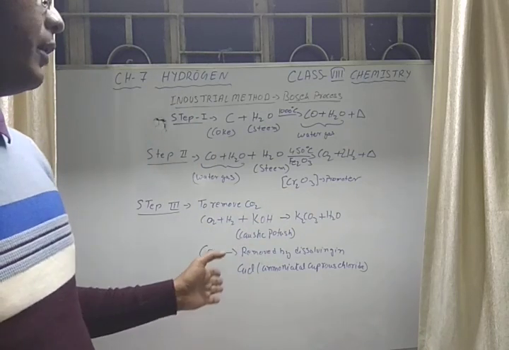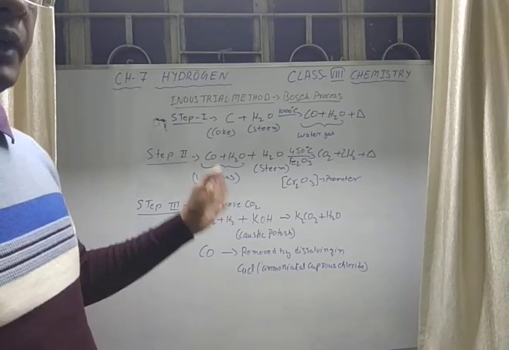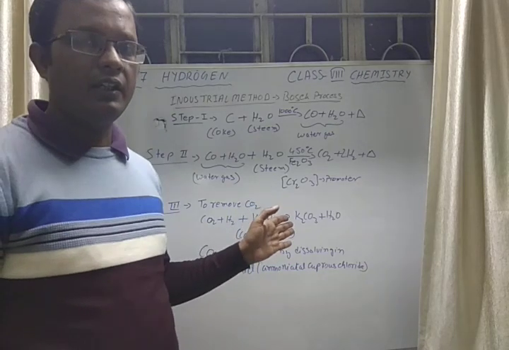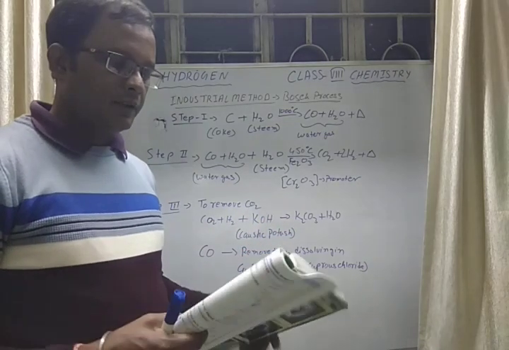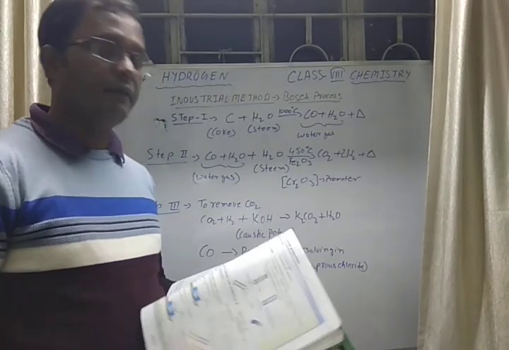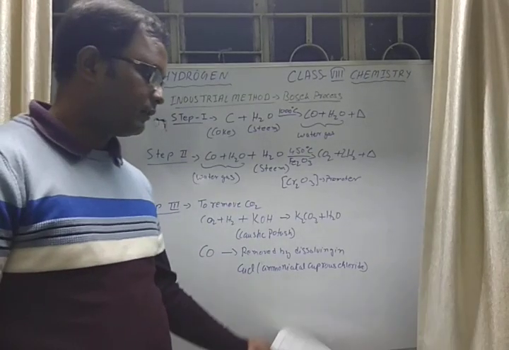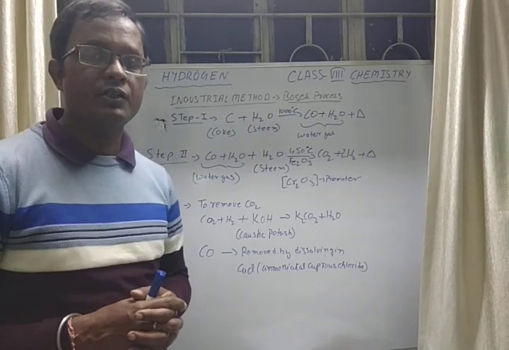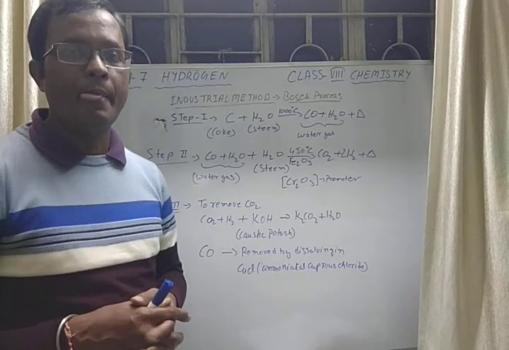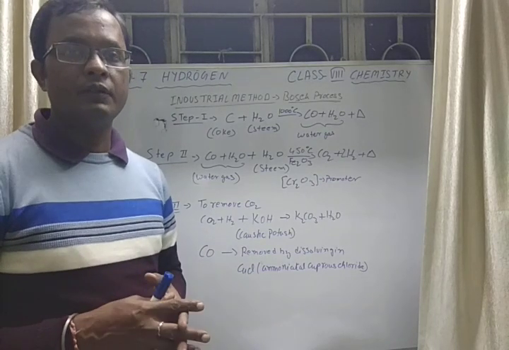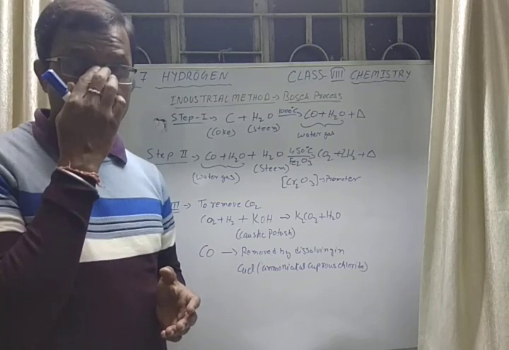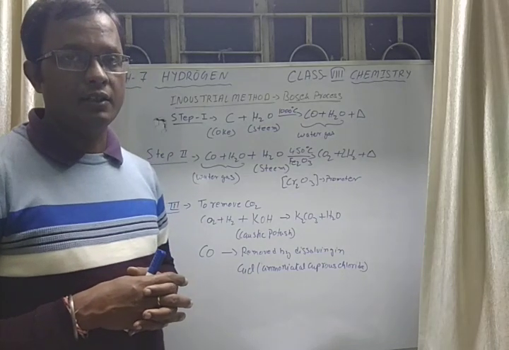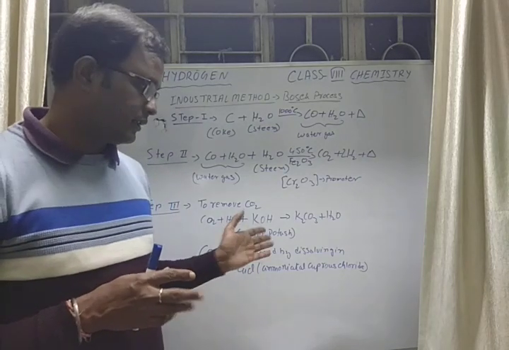So this is the Bosch process by which we can prepare hydrogen gas in industries. Okay, on a large scale also we can do it. So this is about all the three processes we have seen in our video lesson about the preparation of hydrogen gas. First of all, we have seen the preparation of hydrogen gas by the electrolysis process. Second, we have seen the laboratory preparation with the reaction of some metals with acids, and this is the Bosch process, the third process, that is the industrial method. So I hope all of you understood this.